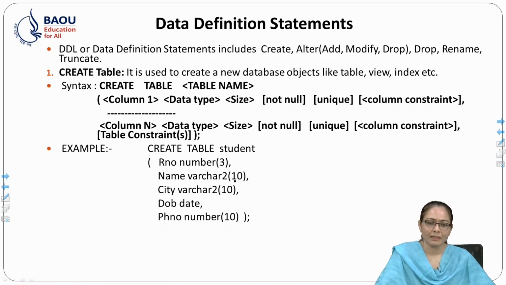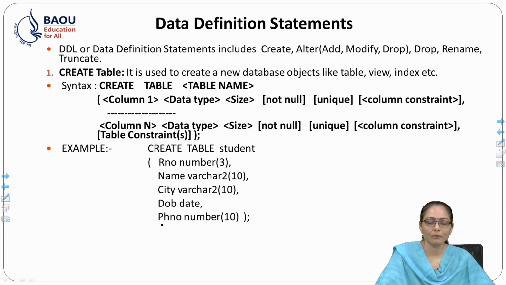Now, the third column is city. City also stores character data. So, in the bracket it is the size of the city column. Now DOB, the date of birth column, is used to store date type data. So, the data type is date.